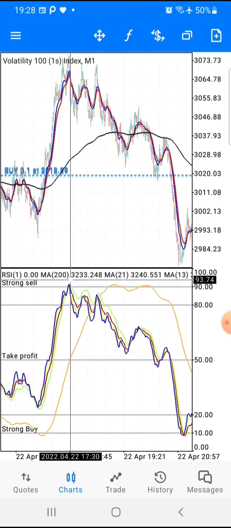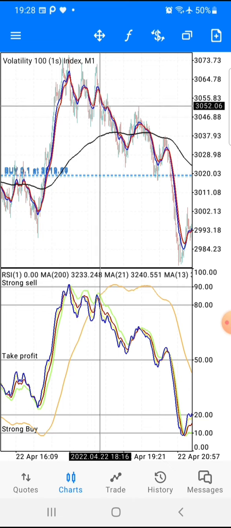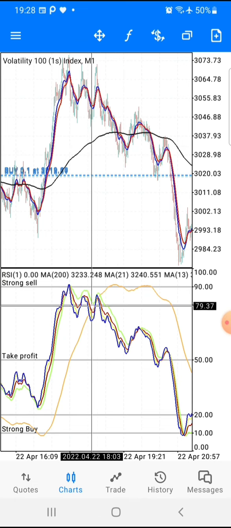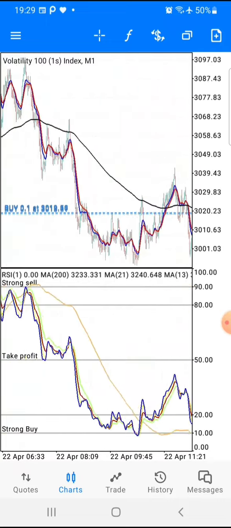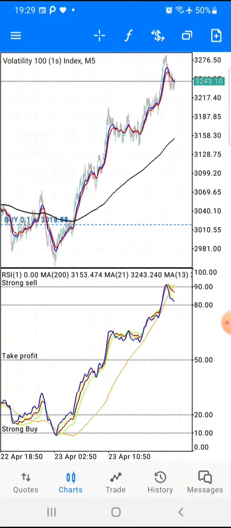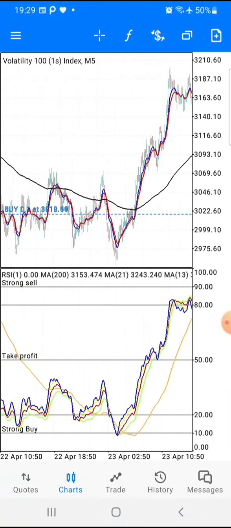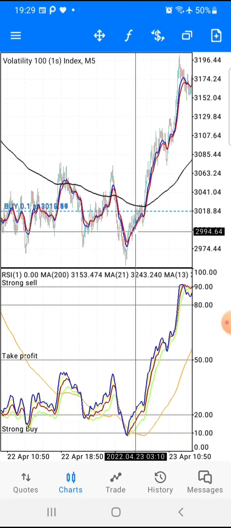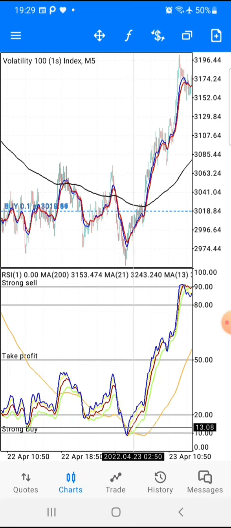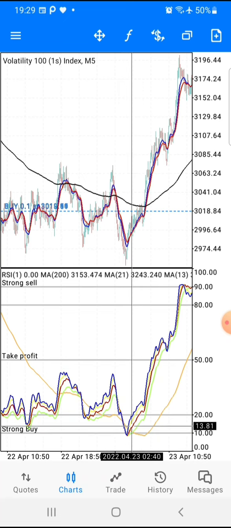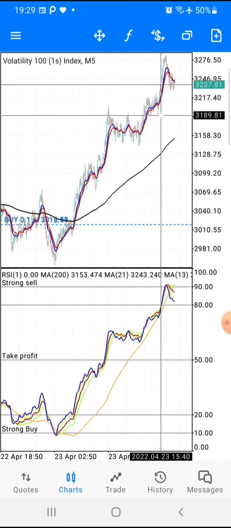It touched here. Touched there, and then it started going down, and the 200 moving average crossed it. It's the same thing, guys. You go on the 5 minute time frame, you get the same thing. Could have entered here where I entered. This is where I entered. Strong buy. This is where I entered. And then I've been riding this one up to there.